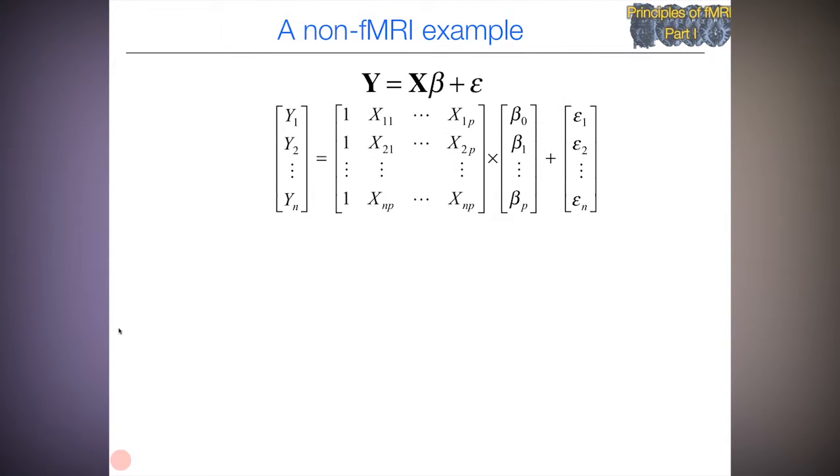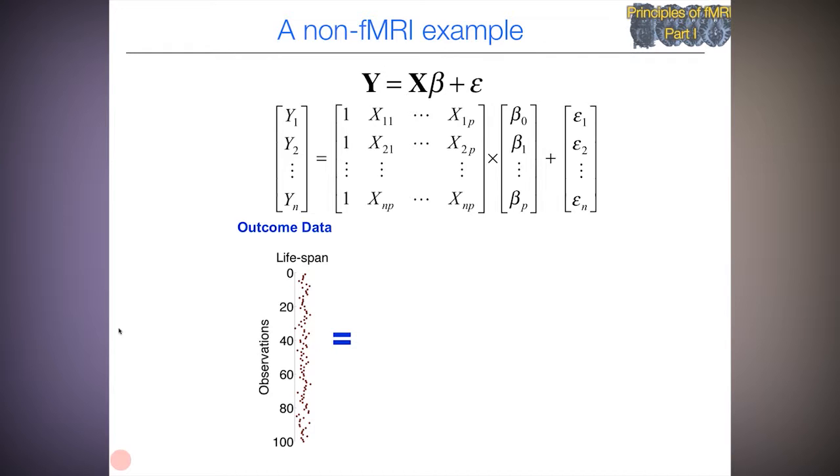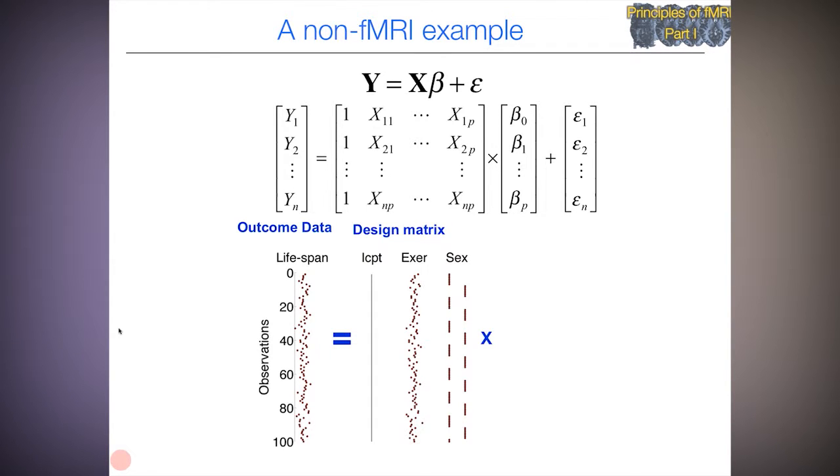Let's look at how this works in terms of our design matrix and outcome. The outcome data is the lifespan, which is a continuous variable distributed across the series of observations. In this case, observations are subjects. So this is what the lifespan data might look like. That's decomposed into the part that I can model with the design matrix. And there's the design matrix itself. There's the intercept, which is a constant. Exercise is continuous. And now sex is included as a categorical variable.